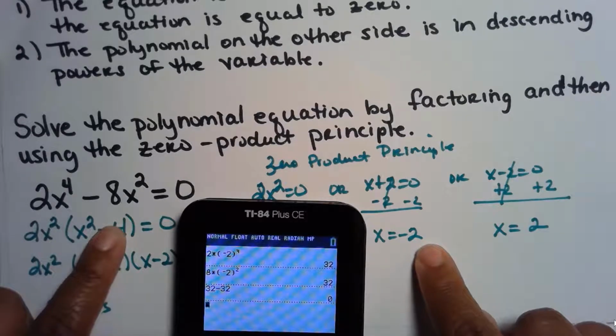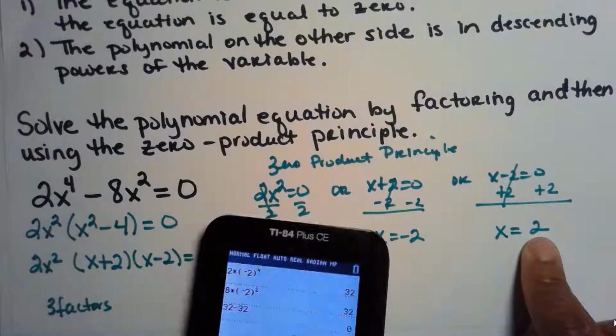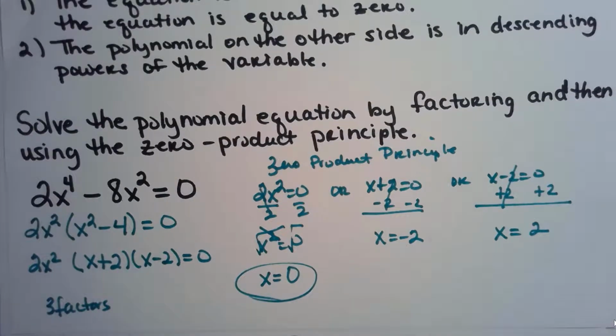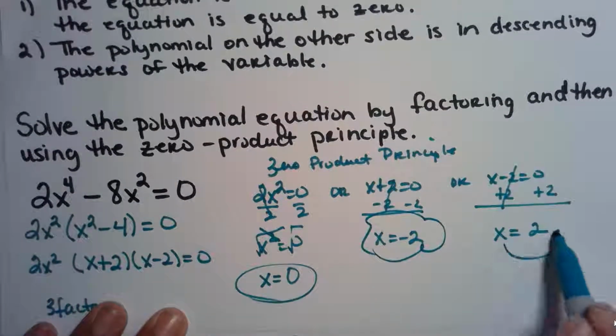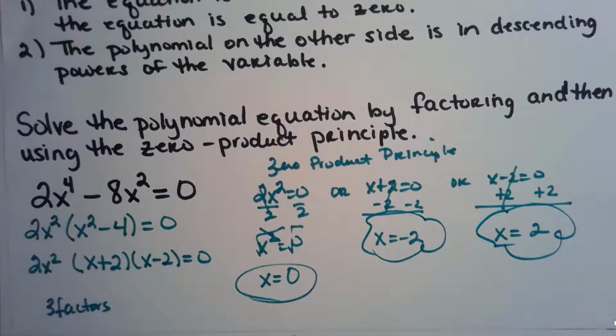So it checks out. If x equals negative 2 checks out, positive 2 is going to check out as well. So here are our solutions: 0, negative 2, positive 2.